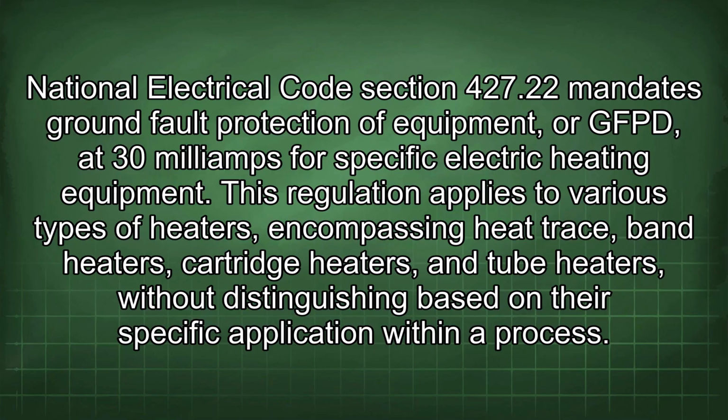National Electrical Code Section 427.22 mandates ground fault protection of equipment, or GFPD, at 30 mA for specific electric heating equipment. This regulation applies to various types of heaters, encompassing heat trace, band heaters, cartridge heaters, and tube heaters, without distinguishing based on the specific application within a process.